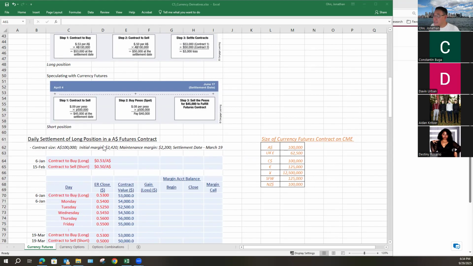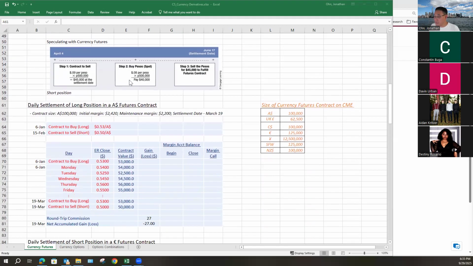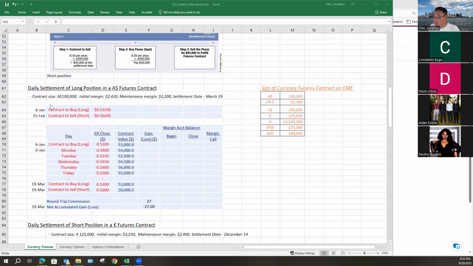And that decision is based on you expect this Australian dollar will appreciate in the future. That's your expectation. So you purchased a futures contract in Australian dollar at 53. Great. So let's do this. Okay.